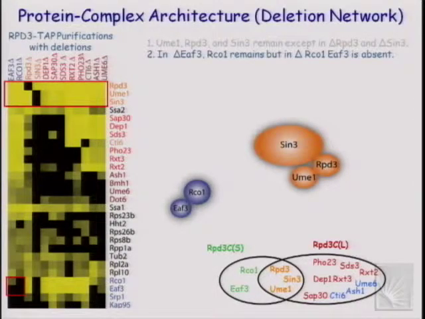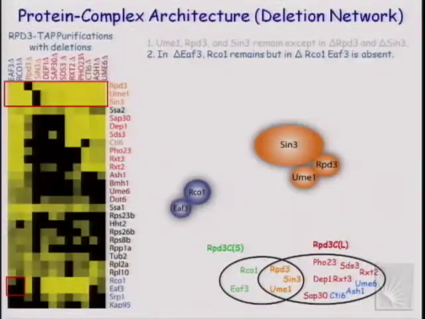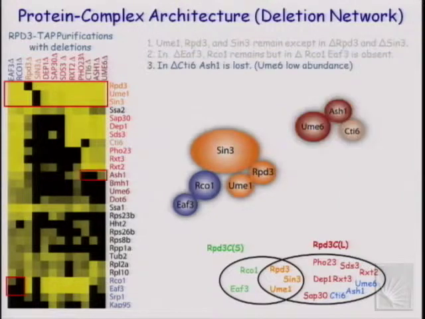When we look down here at just the small complex components, in the case when EAF3 is deleted, obviously EAF3 is gone, but RCO1 remains, still detectable. When RCO1 was deleted, both components, RCO1 and EAF3, were no longer detected. So it seems like EAF3 is more dependent on RCO1 for being part of the small complex than vice versa. So perhaps we can propose some sort of organization like this.